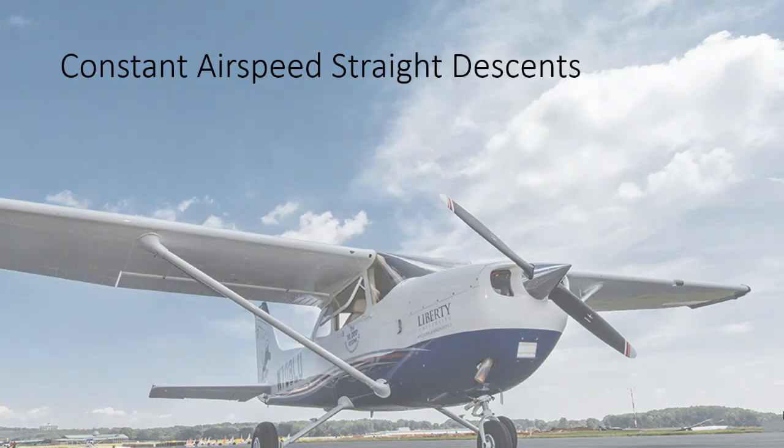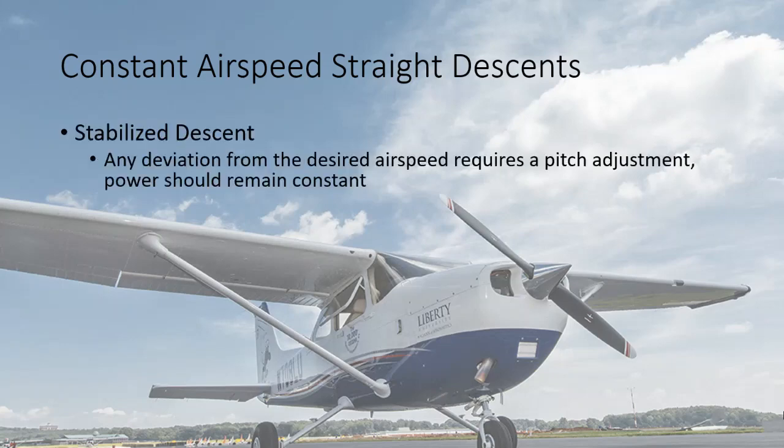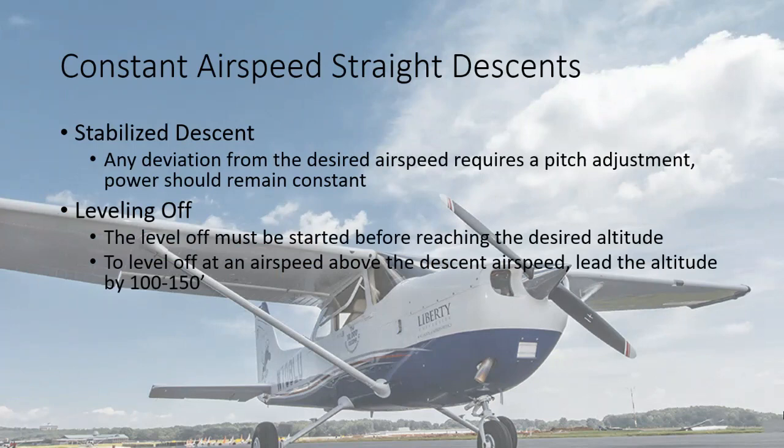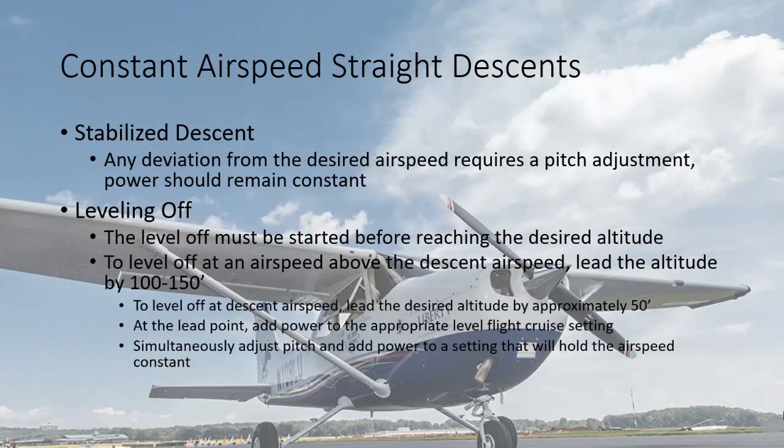Keeping on with the constant airspeed straight descents. For stabilized descent, any deviation from the desired airspeed requires a pitch adjustment, and power should remain constant, like I said before. Pitch controls airspeed. For leveling off, level off must be started before reaching the desired altitude. To level off at an airspeed above the descent airspeed, lead off by 100 to 150 feet. And to level off at your descent airspeed, lead it off by approximately 50 feet.